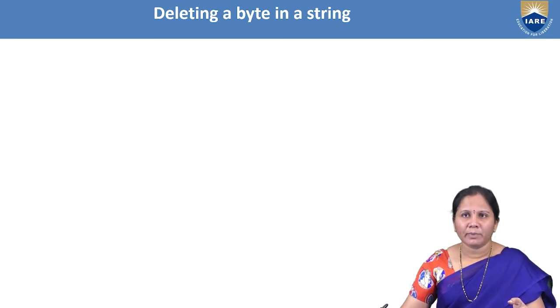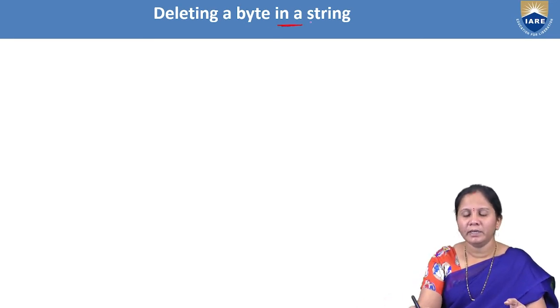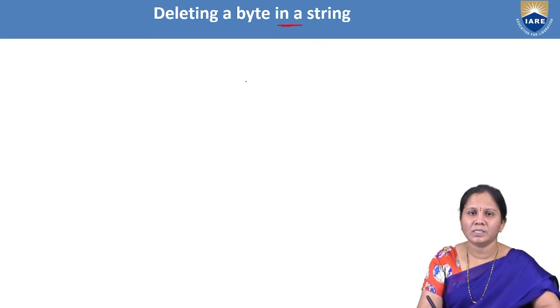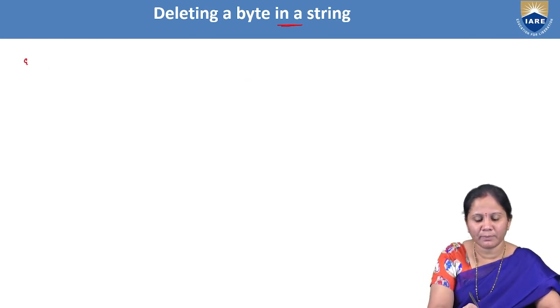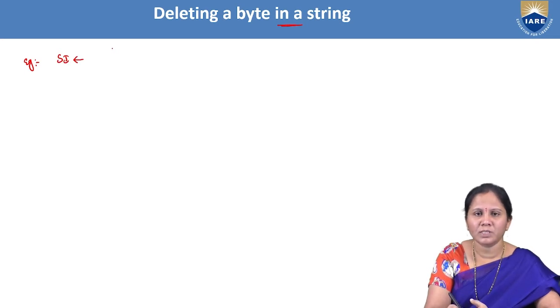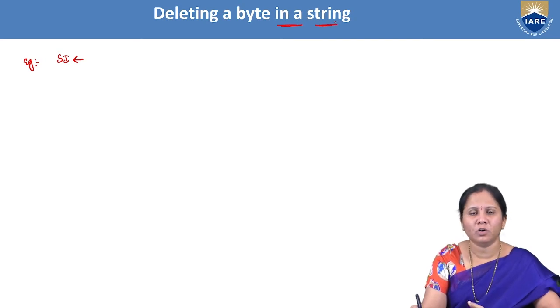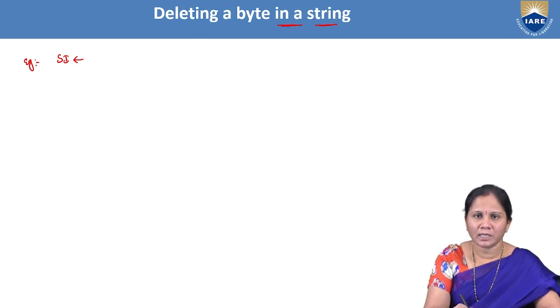And the next string manipulation is deleting a byte in a string. Deleting a byte in a string means first we have to consider a string. For example, we are going to consider an input string by using the SI register. Here also we are performing a string operation, so it is not possible to enter all the inputs present in the string by using registers. So we have to use memory locations. Consider the SI register which holds the input string and initialize it to location 2000.